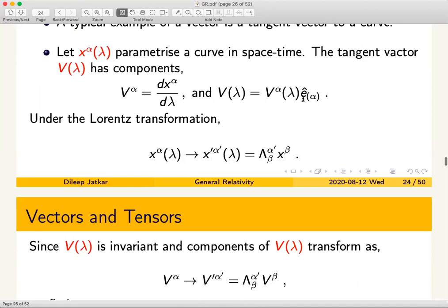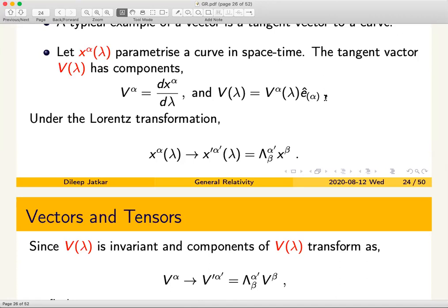So the transformation property of vectors or scalars or tensors is defined once and for all. Namely, under coordinate transformation, they don't transform. But then the basis vectors that we use for defining the components of these objects, those basis vectors transform, and therefore the components also transform.